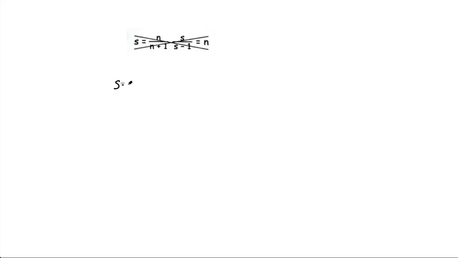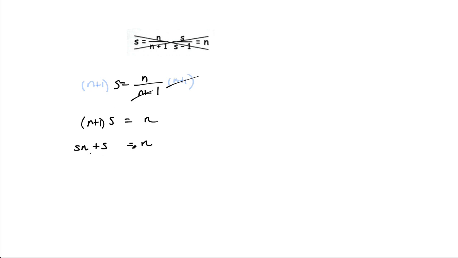All right, if you have S is equal to N over N plus 1, to isolate for N, the first thing you have to do is multiply both sides by N plus 1. That goes away, you get (N plus 1) S is equal to N. Distribute this.